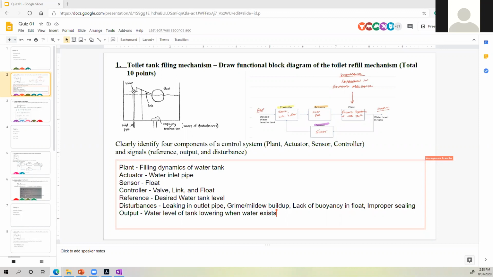Yeah. Since the float is a sensor, right? The change in the height of the float would be the reference. So the higher the float is, the less water gets inside the system. The lower the float is, the more water gets inside the system. So it changes with the height of the float. I don't disagree with that.